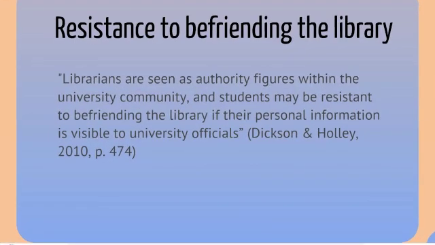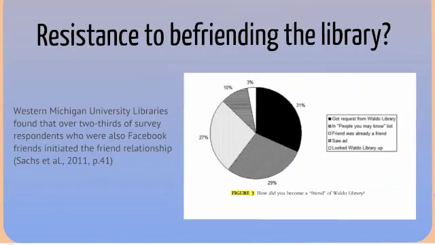Next, we have resistance to befriending the library. As Dixon and Holly say, librarians are seen as authority figures within the university community, and students may be resistant to befriending the library if their personal information is visible to university officials. But this is another point that I'm going to contest.